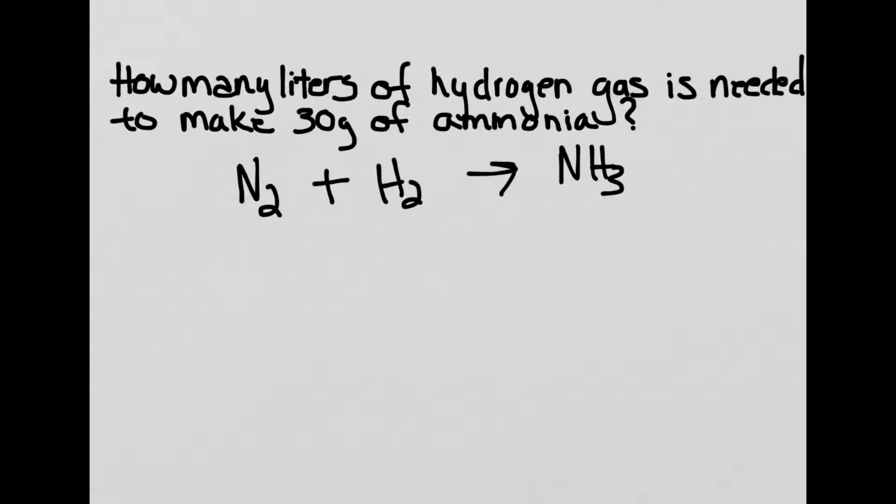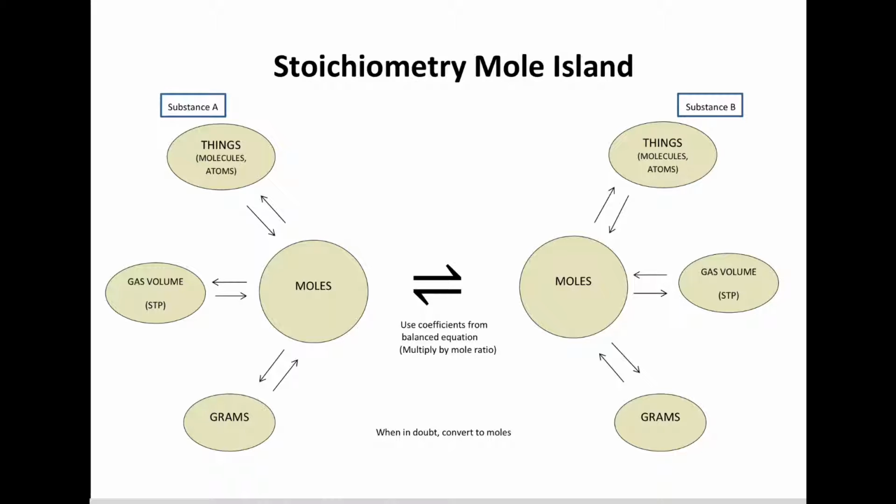And to balance it, we need to put a 2 in front of there, so we have 2 nitrogens, and then we have 6 hydrogens, so there we have 6 hydrogens. Now we're balanced. Okay, we're given 30 grams of ammonia, and we're asked to find out how many liters of hydrogen gas is needed. So let's go to our map and figure this out.